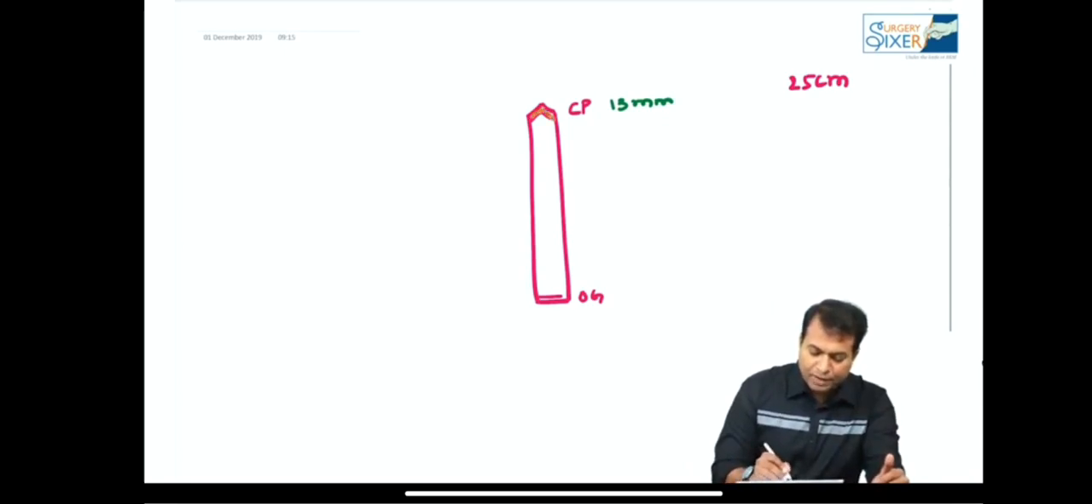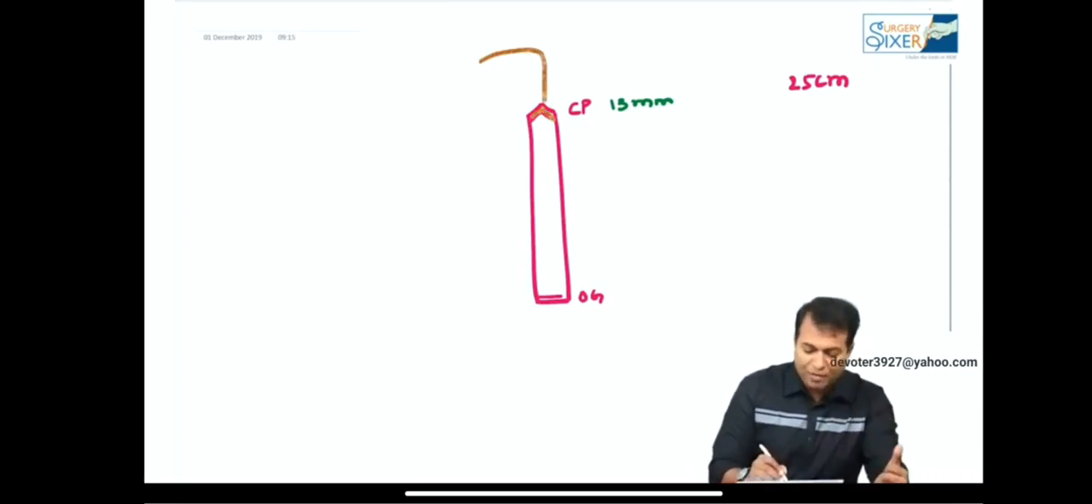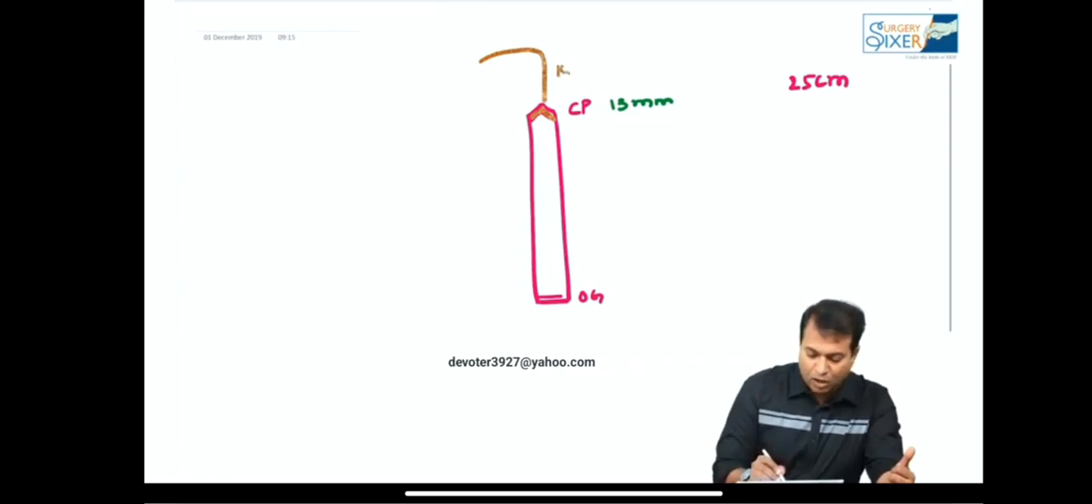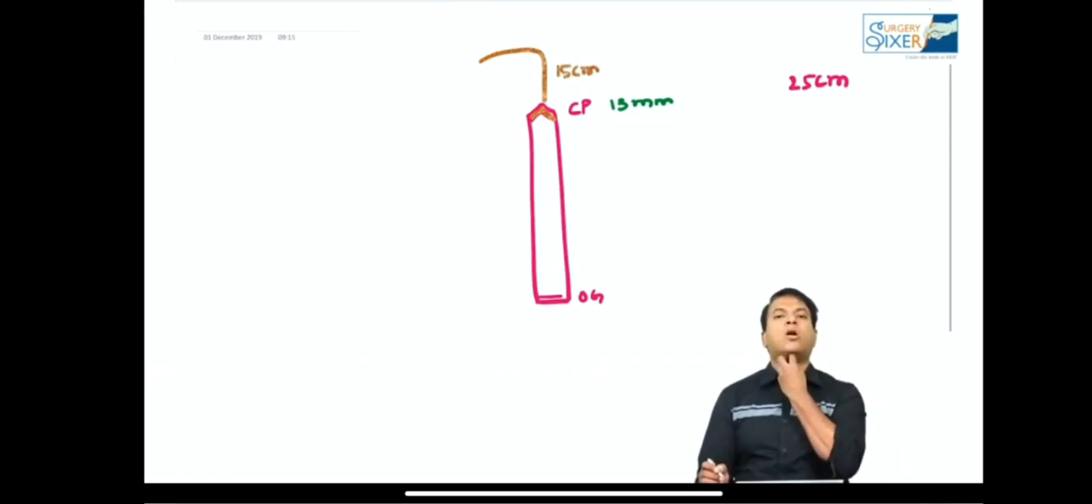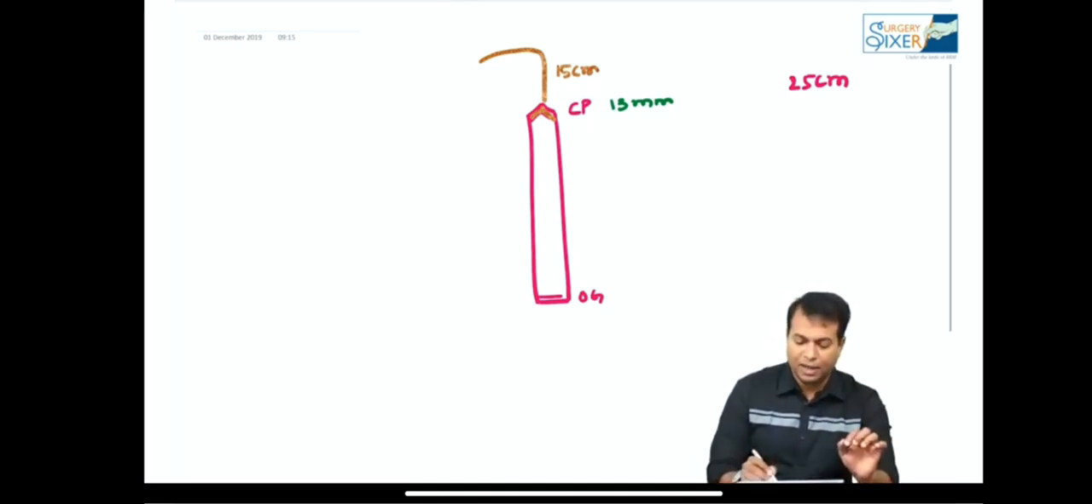It is seen at 15 centimeter on endoscopy. When you put an endoscope, where is the cricopharynx seen? It is seen at exactly 15 centimeter. So the narrowest part of your GIT is right here. The moment you swallow something, the most common site of obstruction is exactly at 15 centimeter from the incisor teeth. That is cricopharynx, the narrowest part, 13 millimeter diameter.